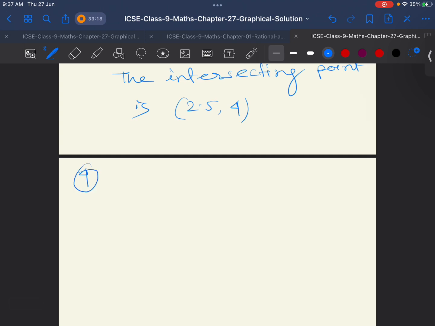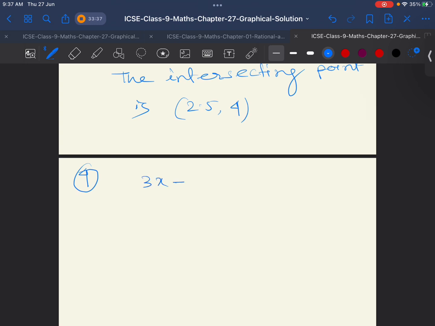Question number 4. Use graph paper for this equation. Take 2 centimeter equals 2 units on the x-axis and 2 centimeter equals 1 unit on the y-axis. Solve graphically the following equations. Plot only 3 points per line.